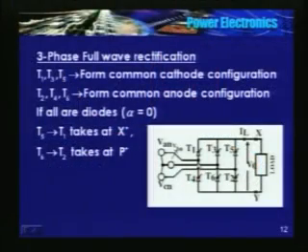Here is the bridge. T1, T3, T5 form a common cathode configuration. T4, T6, T2 form a common anode configuration. VAN, VBN and VCN are the input voltages. As of now I will assume zero source inductance, no source inductance, and the load current is constant and ripple free.